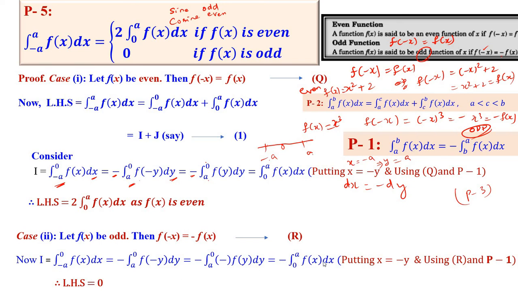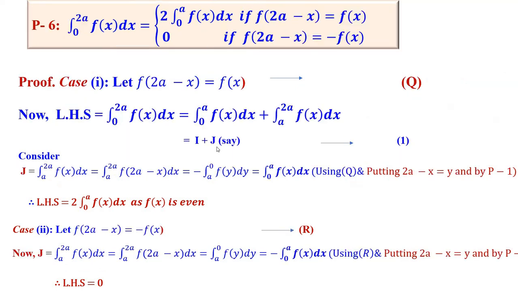So this is only I. J is also there, but one is with the minus sign and the other with the plus sign, so they get cancelled, giving 0. So when it is even you can write twice the integral, and when it is odd, it is just 0.